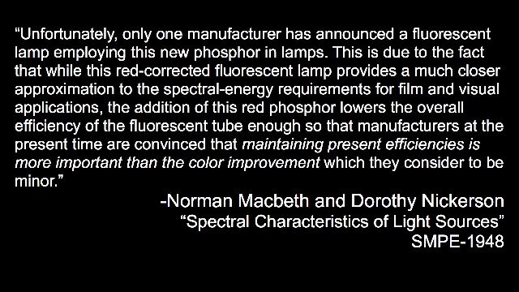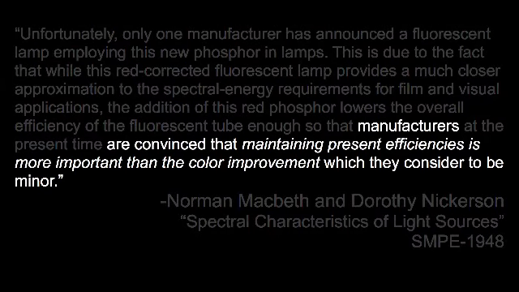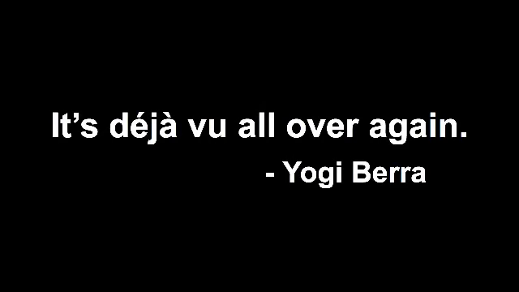Unfortunately, only one manufacturer has announced a fluorescent lamp employing this new phosphor in lamps. This is due to the fact that while this red-corrected fluorescent lamp provides a much closer approximation to the spectral energy requirements for film and visual applications, the addition of this red phosphor lowers the overall efficiency of the fluorescent tube enough so that manufacturers at the present time are convinced that maintaining present efficiencies is more important than the color improvement, which they consider to be minor. As Mr. Berra says, it's déjà vu all over again.